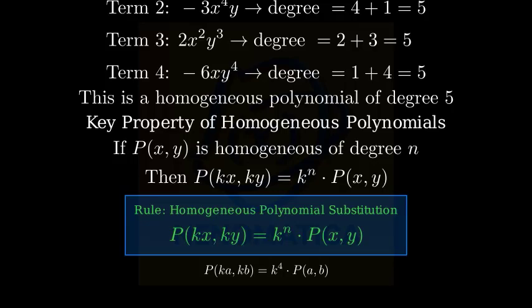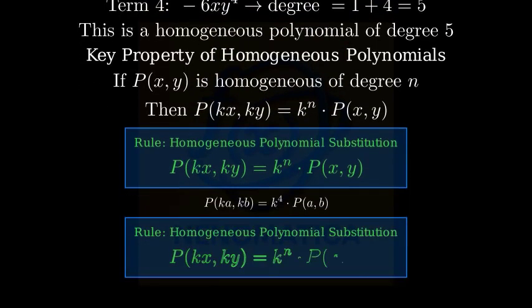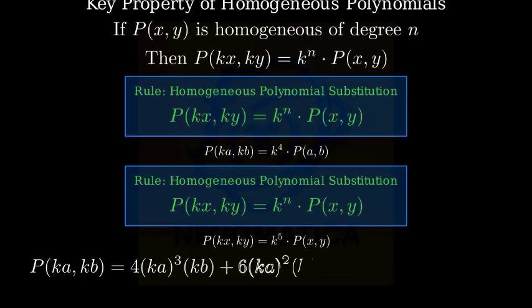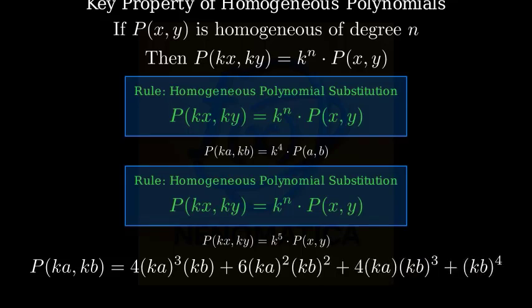Similarly, for our second example, the polynomial p of x, y is homogeneous of degree 5. So p of kx, ky equals k to the fifth power times p of x, y. Let's verify this property for our first example. If we substitute ka for a and kb for b in our original polynomial, we get 4 times ka cubed times kb plus 6 times ka squared times kb squared plus 4 times ka times kb cubed plus kb to the fourth power.